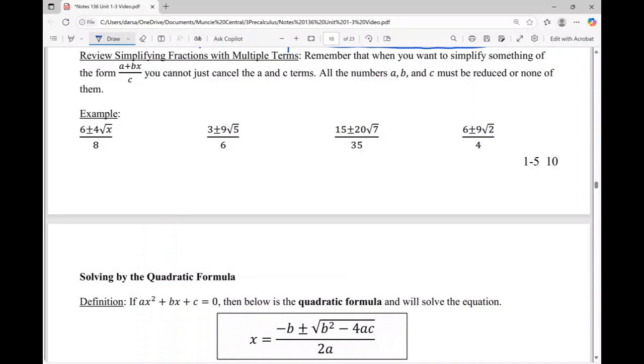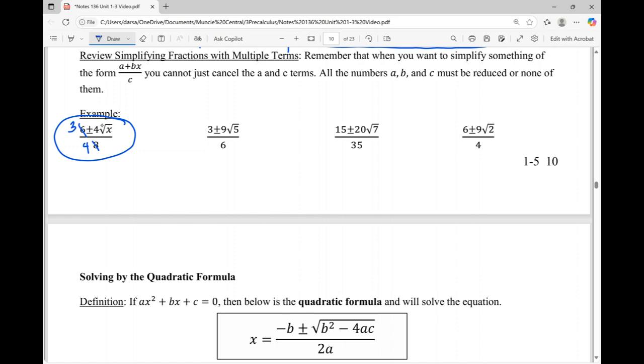A very, very, very common simplifying mistake that many students make is when they're given something with an addition or subtraction in the numerator and something in the denominator, and they see, oh, I've got a 6 and an 8, they want to go like this, and they want to say, well, this is a 3 and this is a 4, so this now is reduced. That is very, very, very wrong. And there's a couple of reasons why.